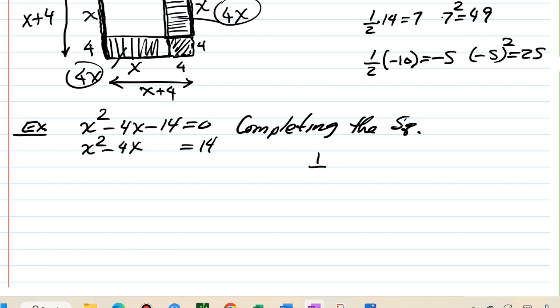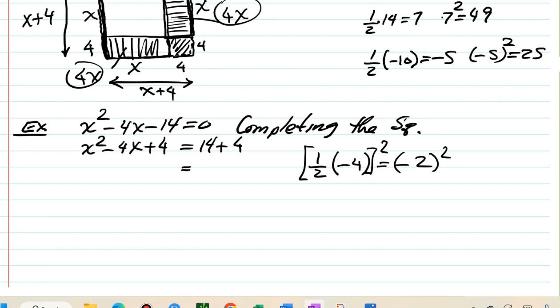We're going to take half of the coefficient on x, half of this number. And that's going to be -2. And then we need to square it, right? Square it, and that becomes 4. Therefore, I'm going to add 4 to the left. Now, because this is an equation, by the addition property of equations, whatever you add to one side, you have to add to both sides. So there you have it.